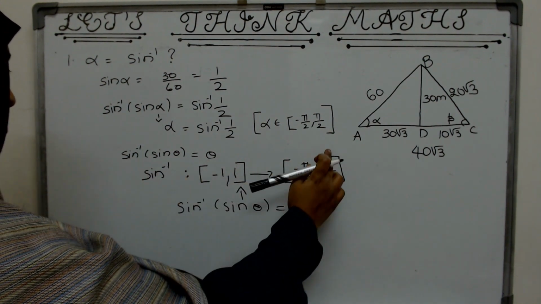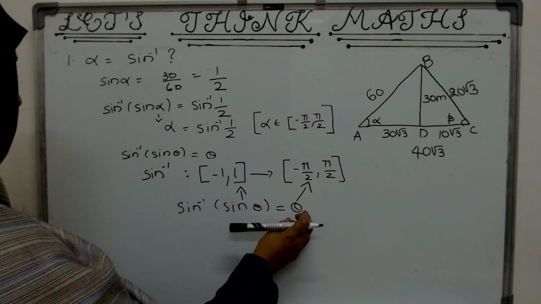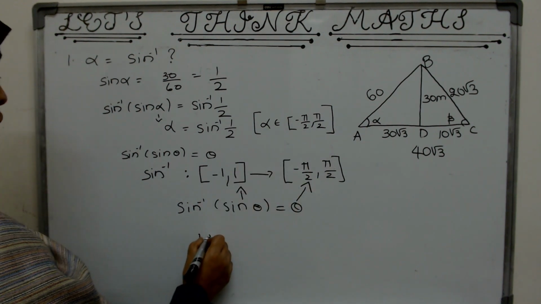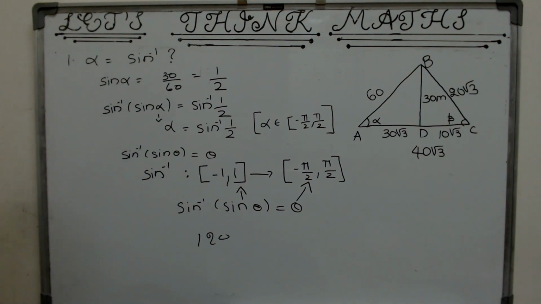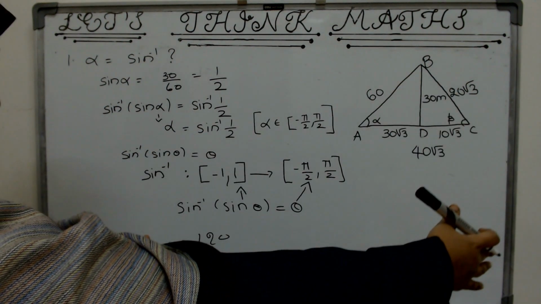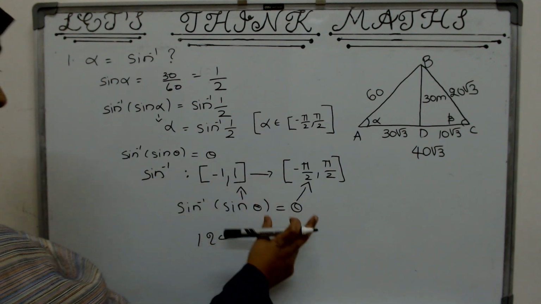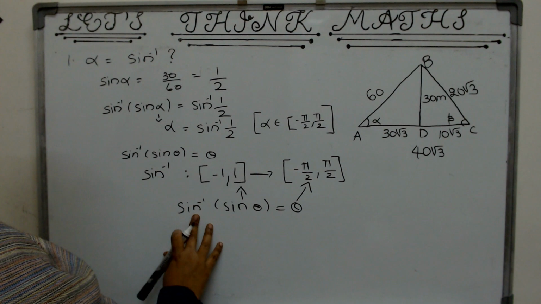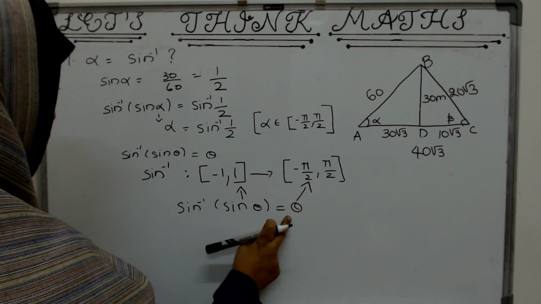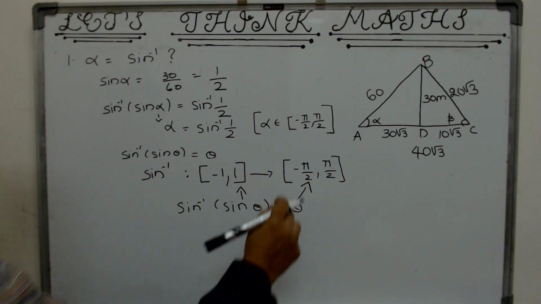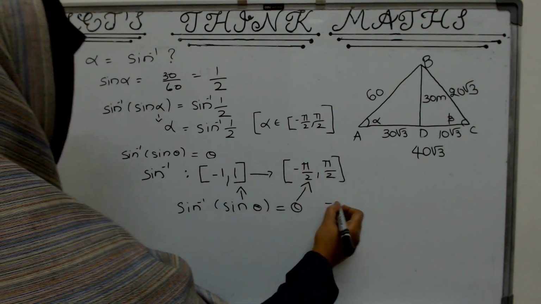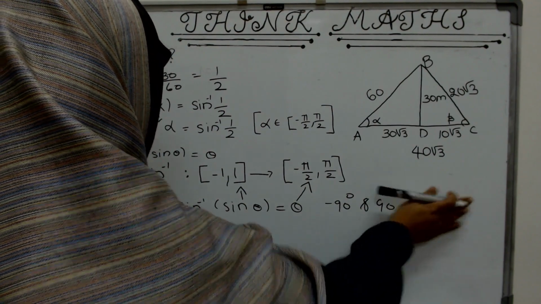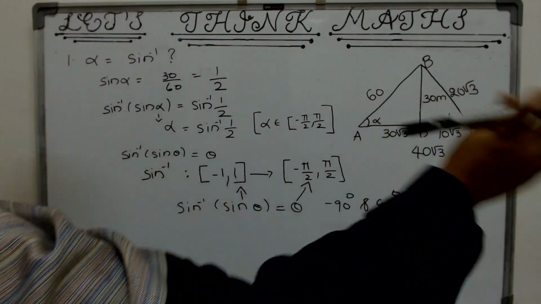This is fine. But then this is a bit problematic. Theta may not always be between minus 90 and 90. What if it is 120? What if it is 130? So it lies outside the range of sine inverse. So in that case this will not happen. So sine inverse of sine theta will be equal to theta only if theta lies between minus 90 degrees to 90 degrees, only in this range. Outside this, 120, 130, no, not possible.